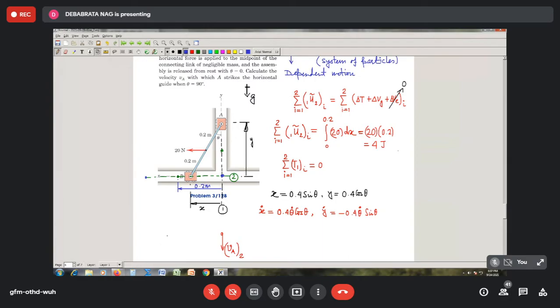Okay. So you see here at the other end, this was position A and this is position B. At this position, if you put theta equal to 90 degree, what you are getting? You are getting x dot is equal to 0.